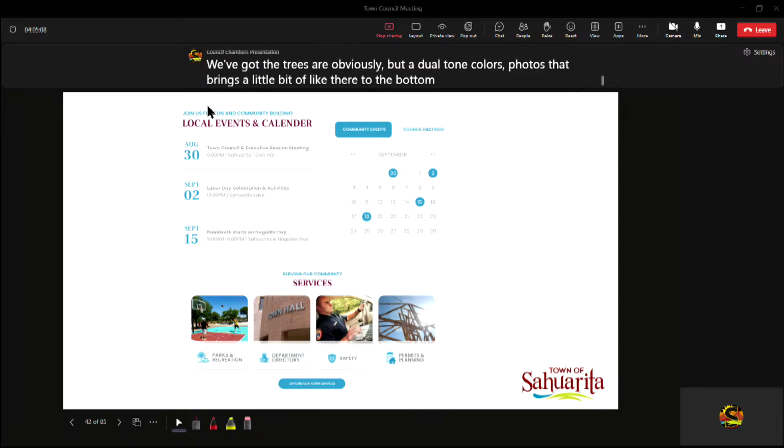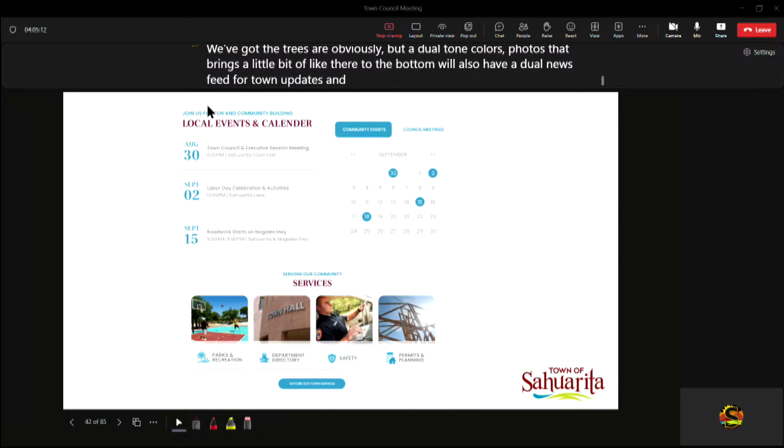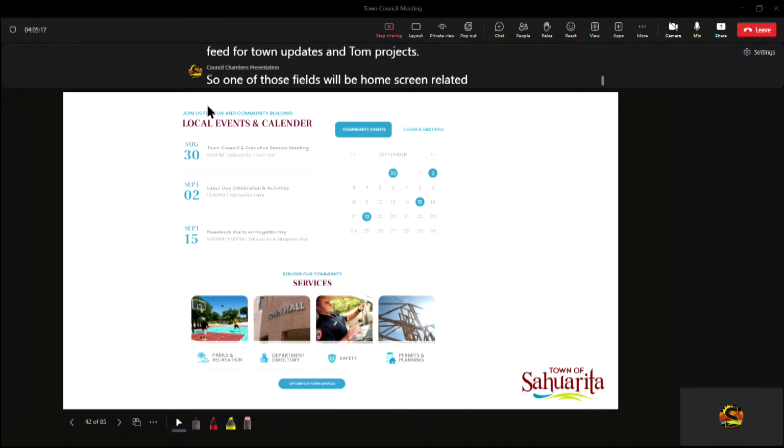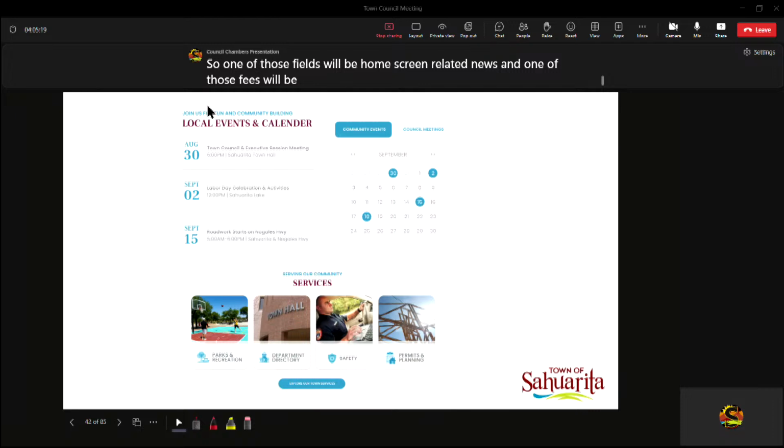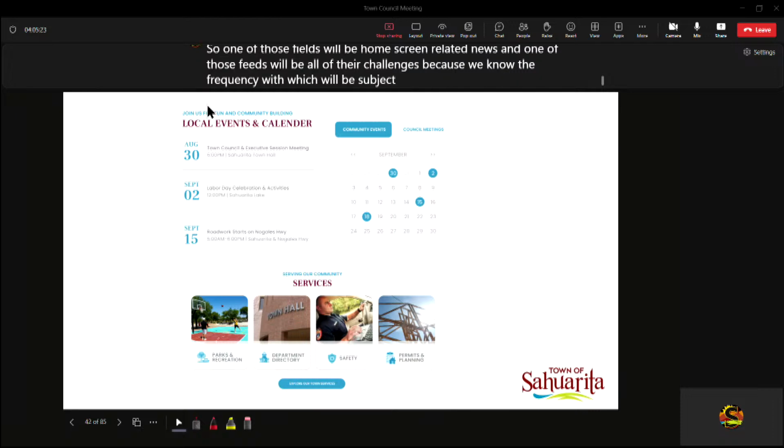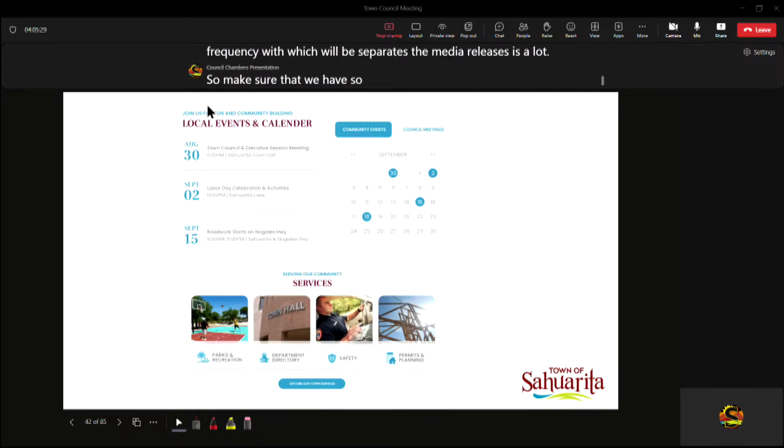We'll also have a dual news feed for town updates and town projects. So one of those feeds will be police-related news, and one of those feeds will be all other town news, because we know the frequency with which police updates the media releases is a lot. So we want to make sure that we have sort of a balanced idea of what's top of mind.